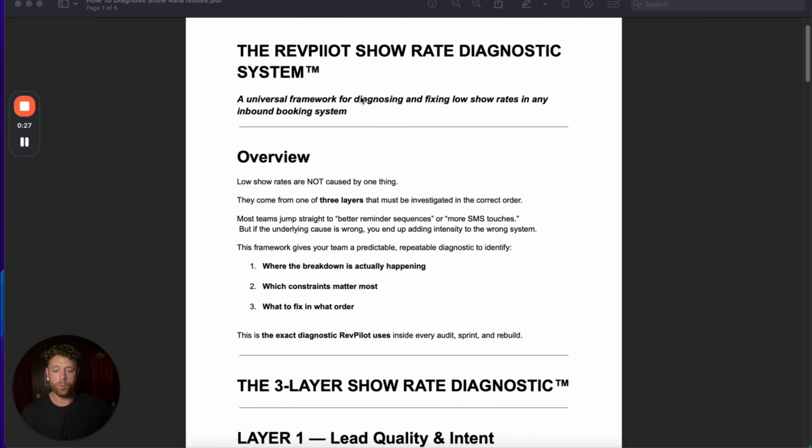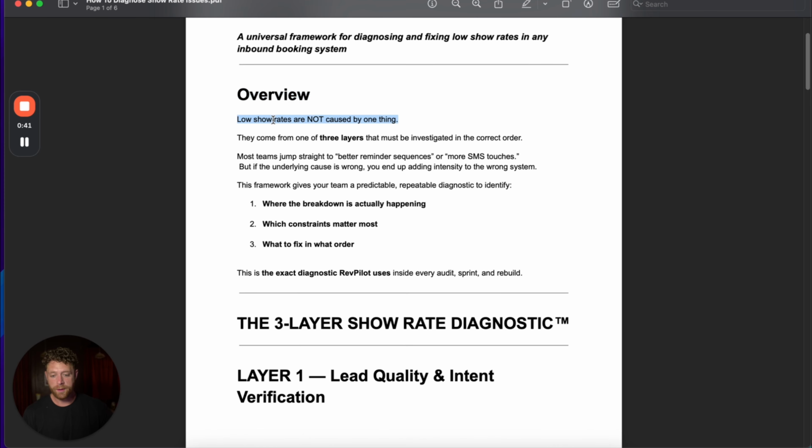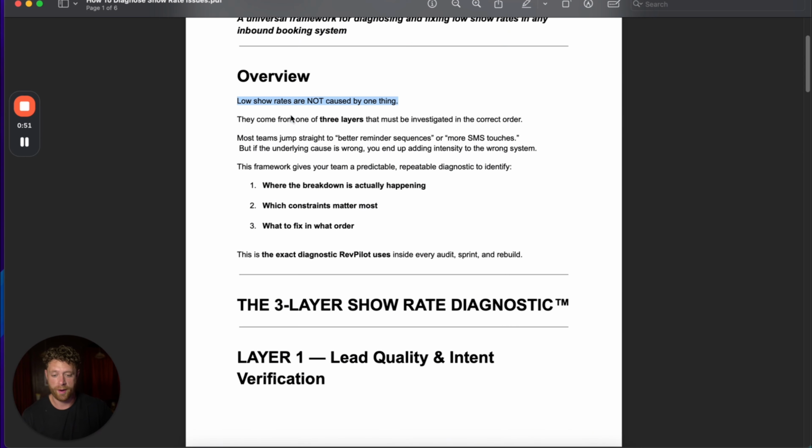When we are diagnosing show rate, typically the first thing we look at is the pre-call reminders and the pre-call process. But that is the last thing that we should actually be analyzing, and I have these in order for a reason. I'm going to show you exactly why. At the end of the day, low show rates are not typically caused by one thing. They come from one of the 3 layers that we're going to cover in this video. This framework gives you a practical, predictable, and repeatable diagnostic to identify where the breakdown is actually happening, which constraints matter the most, and what to fix in what order.